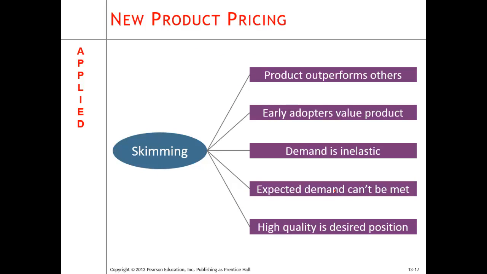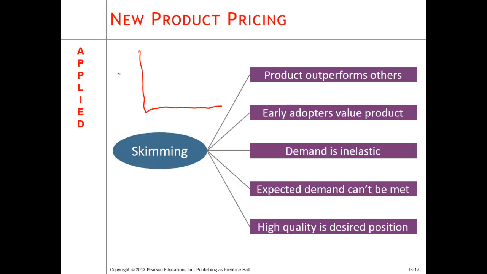When products are in the maturity stage, firms tend to price in line with their competition. However, when products are new to the market, they do not have that ability. In this case, firms can employ one of two strategies. The first is called price skimming. Price skimming is where a product's price is set high upon its introduction and lowered over time.